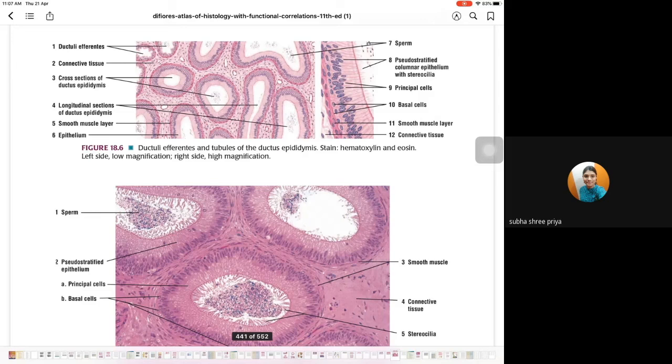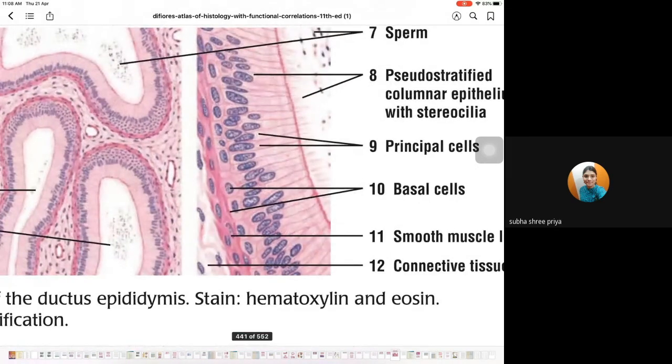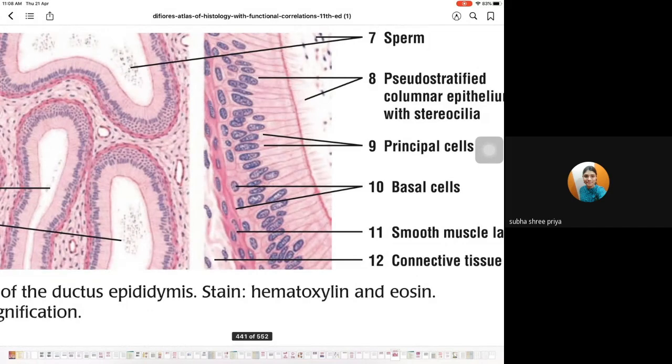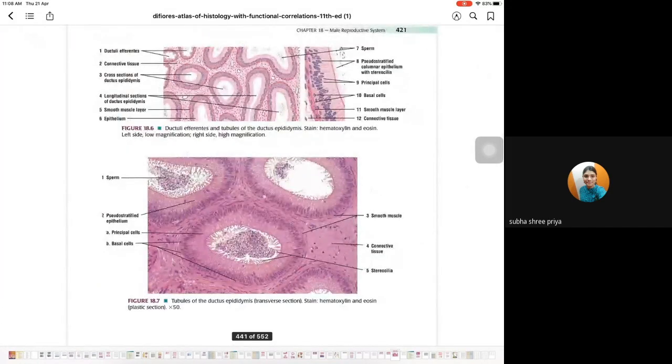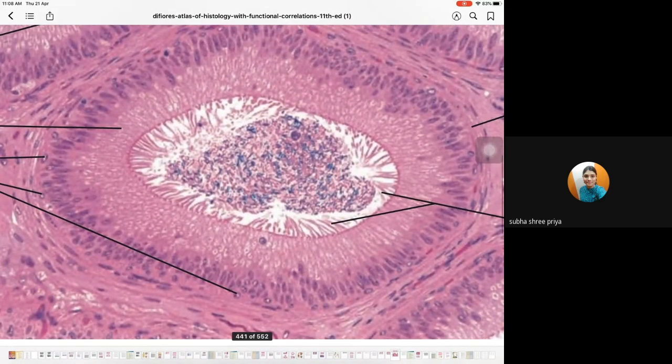The main thing you have to remember is they have a respiratory-like epithelium, they have cilia. You can see the cilia very well in high power. So fallopian tube and epididymis will have ciliated cells. And they help in the storage and transformation of the spermatozoa.